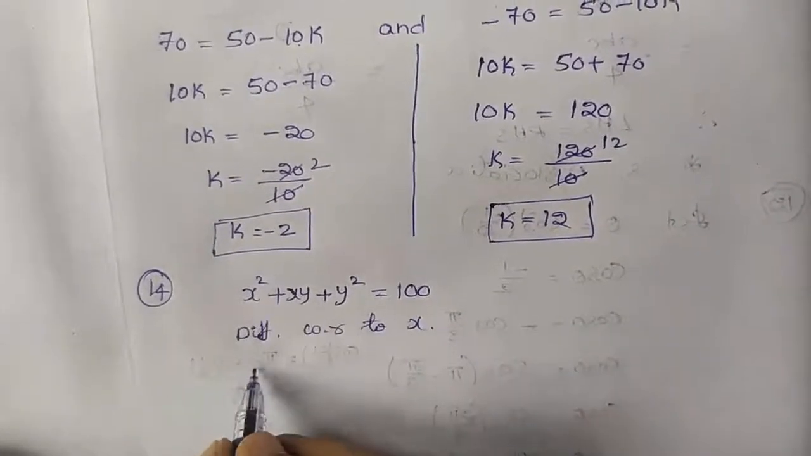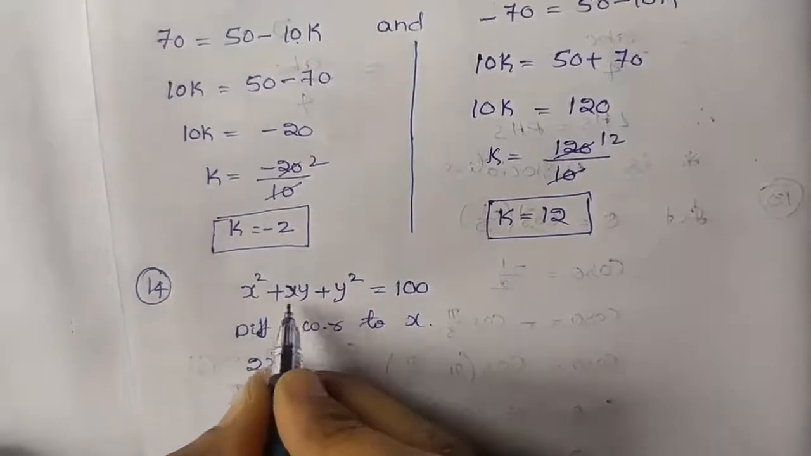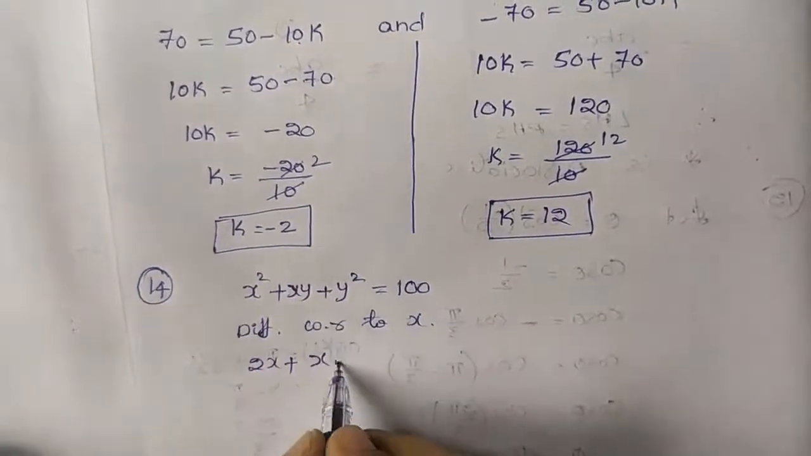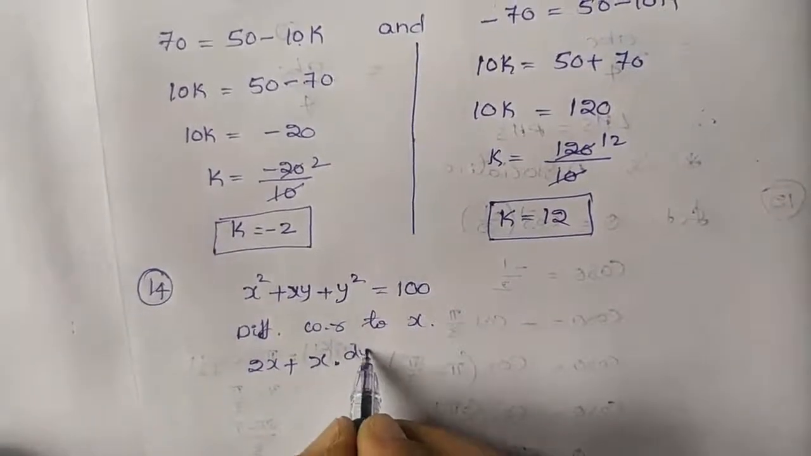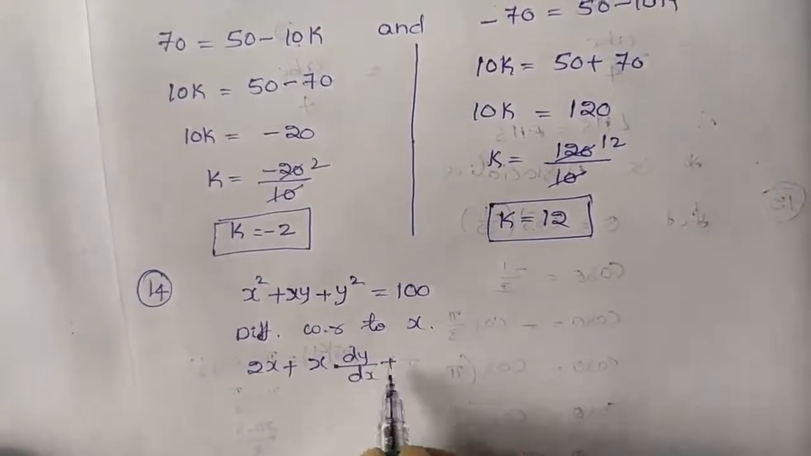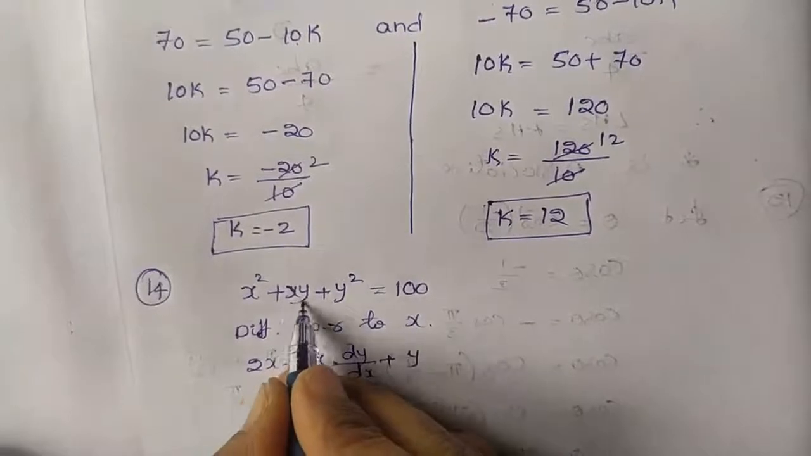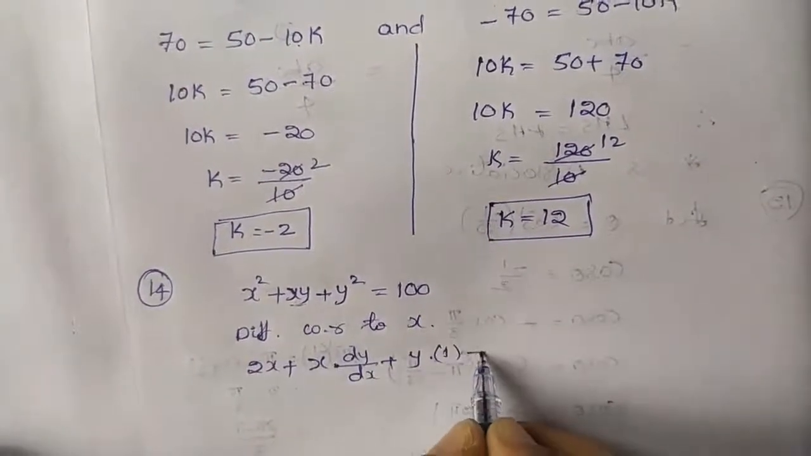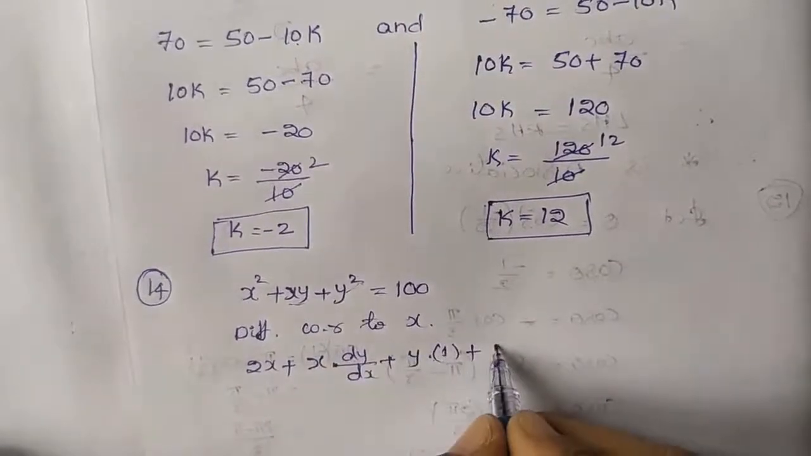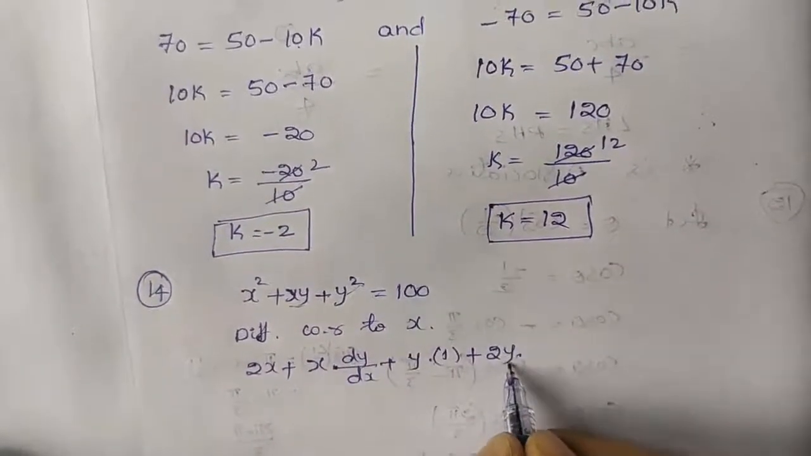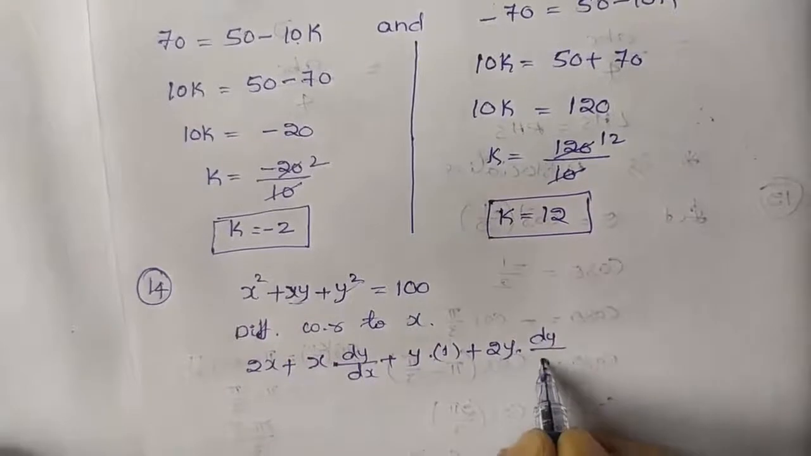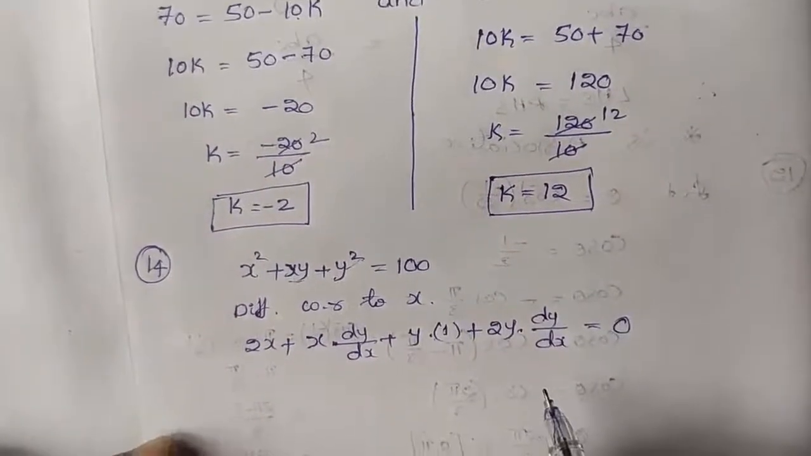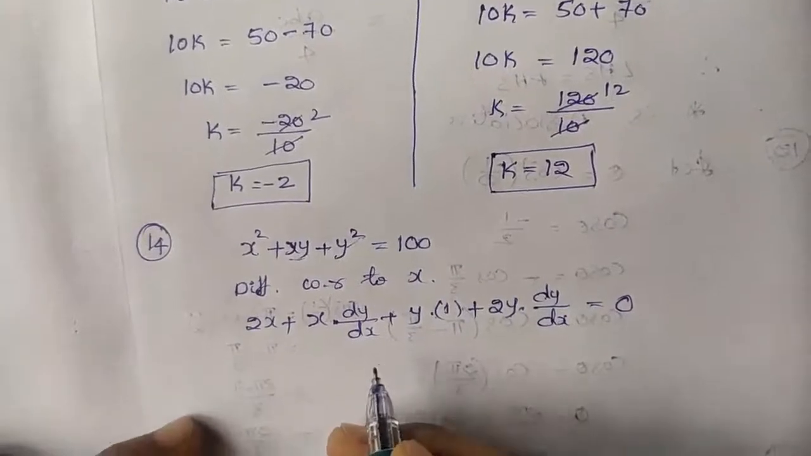Then differentiation of x square is 2x, plus differentiation of x y: keep x as it is, differentiation of y is dy by dx, plus, next, y keep it as it is, differentiation of x is 1, by the product rule. Plus differentiation of y square is 2y into differentiation of y, which is dy by dx. Differentiation of the constant is 0. In this we have to find dy by dx.